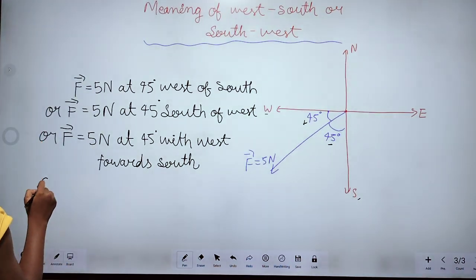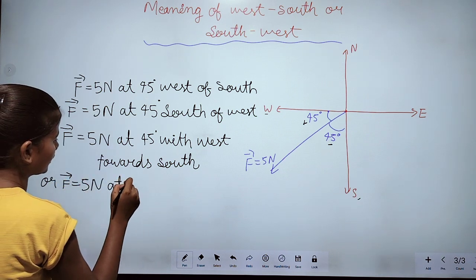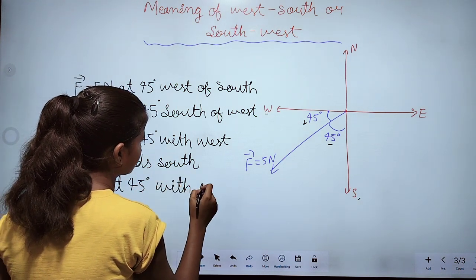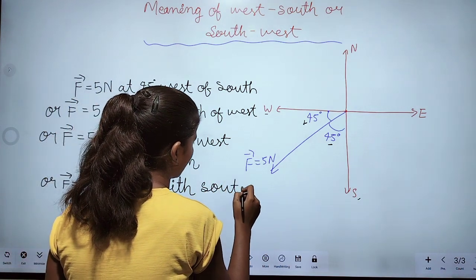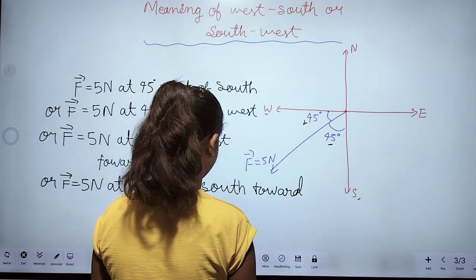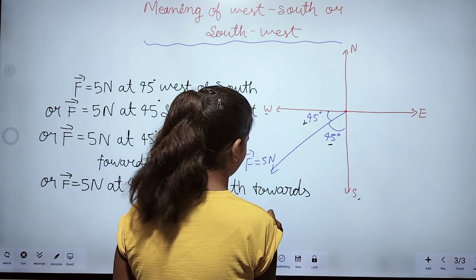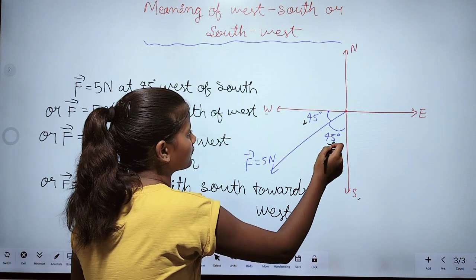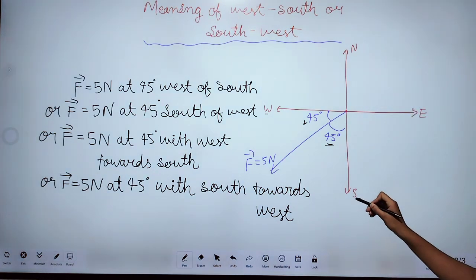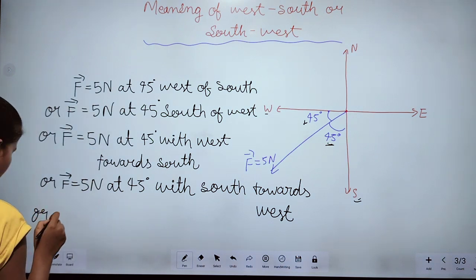Or force is equal to 5 Newton at 45 degree with south towards west. Force is equal to 5 Newton at 45 degree with south toward west.